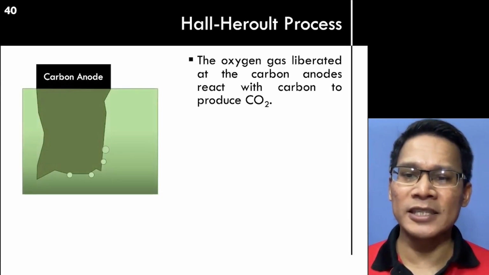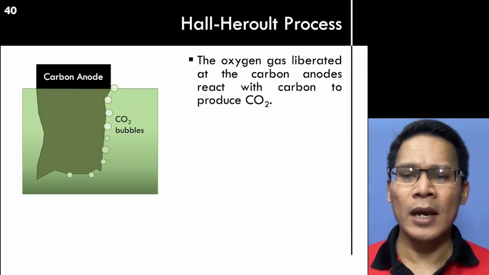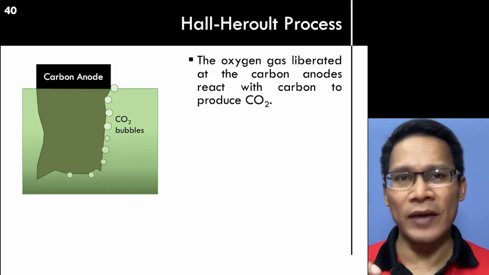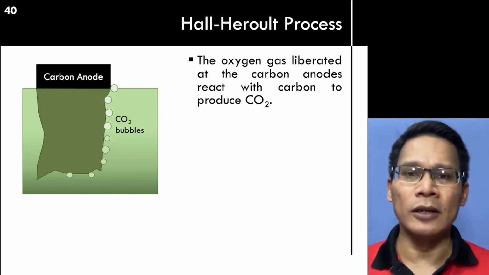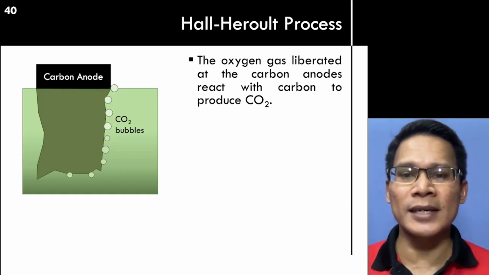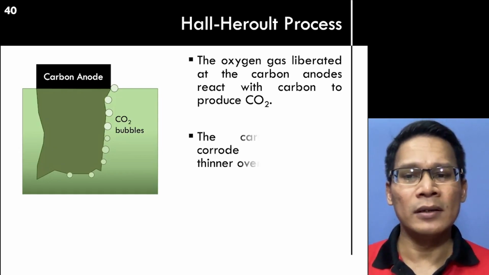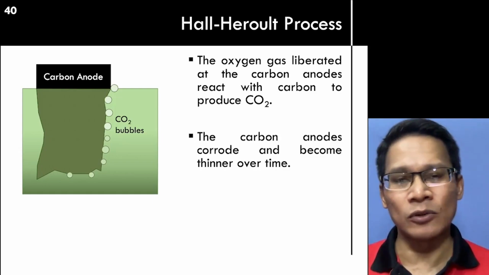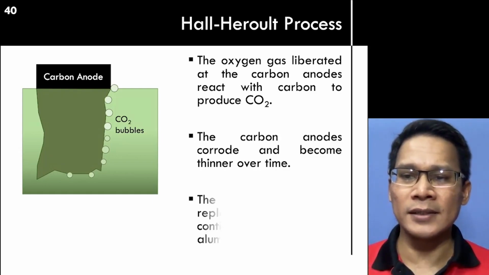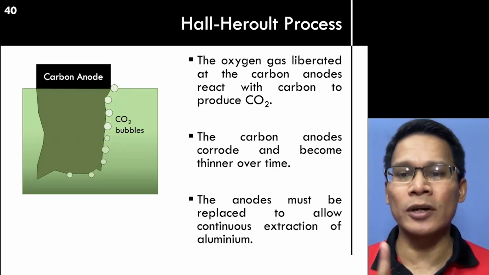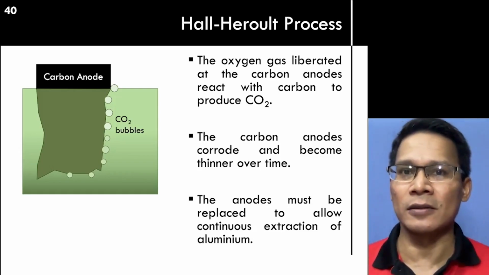Typically, oxygen gas produced at the carbon anodes will just diffuse away. However, since the Hall-Héroult cell is operating at a very high temperature, the oxygen produced will react with the carbon anodes to produce carbon dioxide. This will corrode the carbon anodes, eventually making it too thin to function. Thus, the carbon anodes must be replaced regularly to ensure continuous operation of the cell.